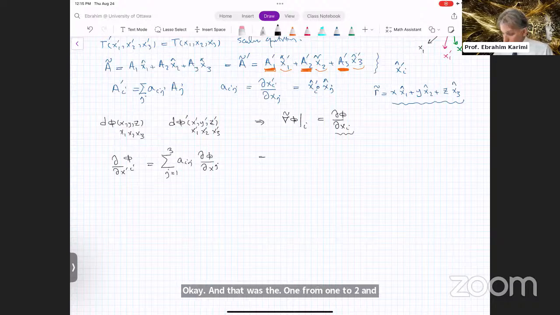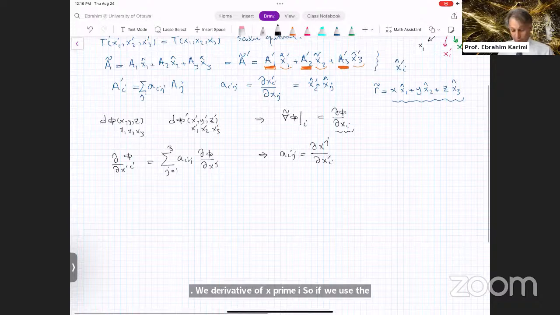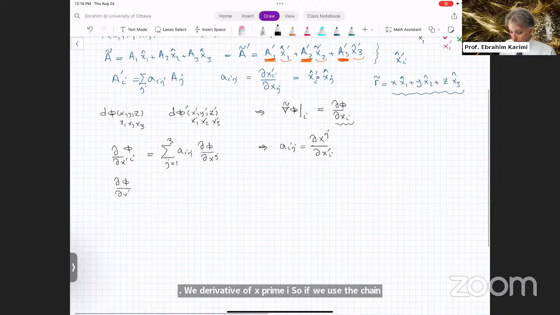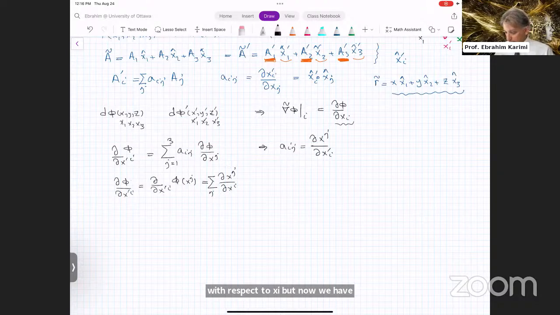And what we realize here is that Aij was the derivative of xj with respect to x prime i. So if we use the chain rule, if you remember, we want to calculate the derivative of phi with respect to x prime i, and we say that this phi is now a function of xj, which means x1, x2, and x3, and then we use the chain rule, and we had the derivative of xj with respect to x prime i, but now we have to sum over all of those xj, and then we have the derivative of phi with respect to xj, and we call this, with the prime index here, Aij.